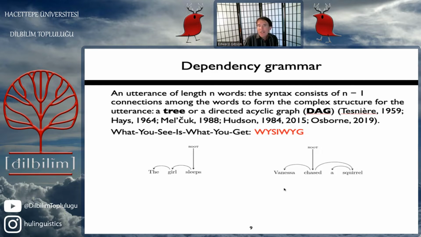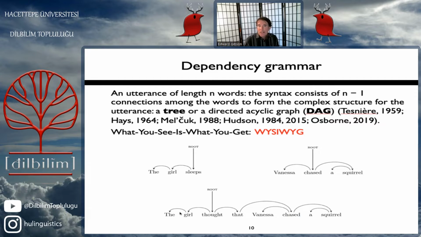Another sentence like "Vanessa chased a squirrel" looks like that. There are some choices here about whether "the" is the head or "girl" is the head of this combination. Arguments can be made for one or the other. That doesn't really matter for the formalism I'm talking about here. I happen to draw the nouns as the head of these pairs, but it could be the other way and it wouldn't affect what I'm saying here.